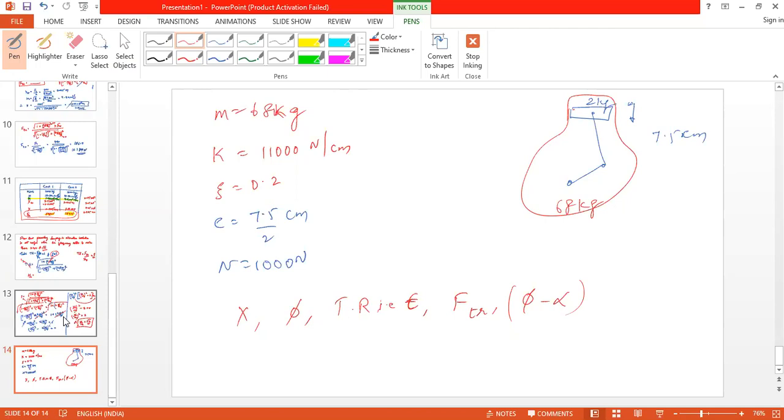Sir, why is the eccentricity 7.5 by 2? I'll tell you why. We have to plot some of the graphs, and then we can solve the exact problem. I have just given you a sample problem and the things you may be asked to find out. I'll tell you why it is divided by 2. Any other doubt? No, sir.